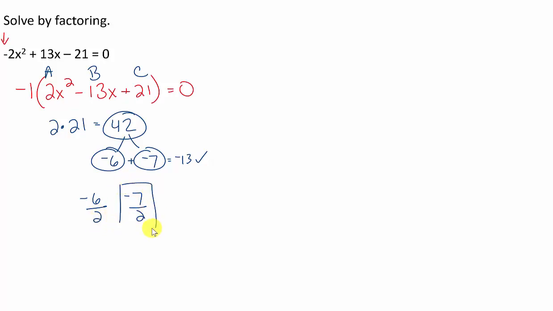Now, this one's good. Can't be reduced, but this one has to be reduced. Negative 6 divided by 2 is negative 3, but remember we want a fraction in this case, so we're going to put the 1 there. And we're going to write our binomials. So this one's going to be 1x minus the 3 that's on top because it's negative. And this one is going to be 2x, and we have a negative 7, so minus 7.